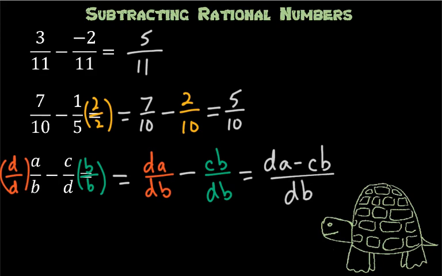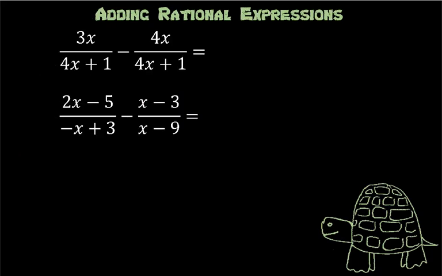All right, so looking at rational expressions and subtracting them, when we have a situation where the denominators are the same, we can just subtract the second polynomial from the first one. So 3x minus 4x is negative x over 4x plus 1.